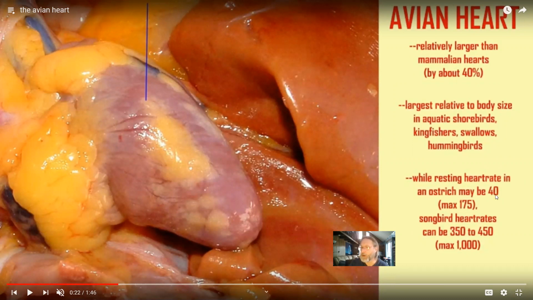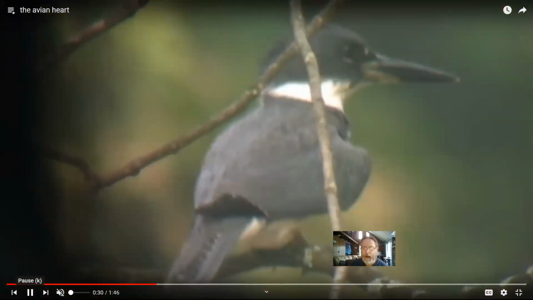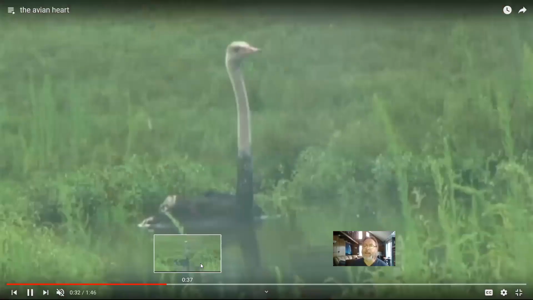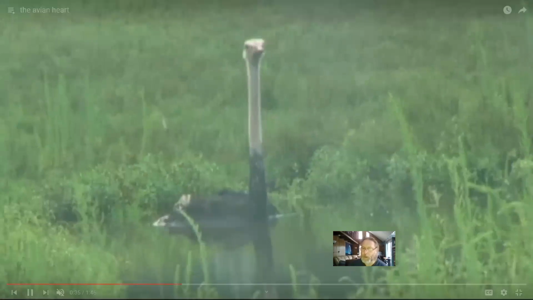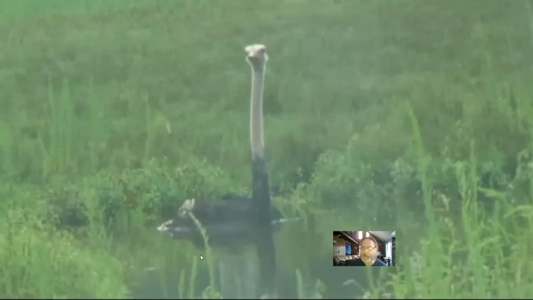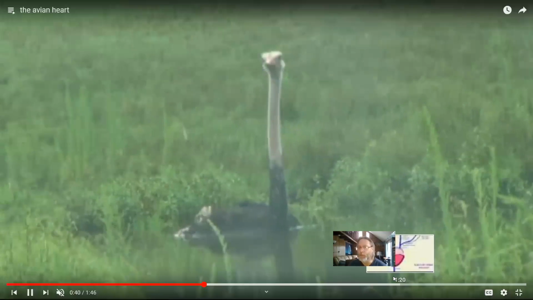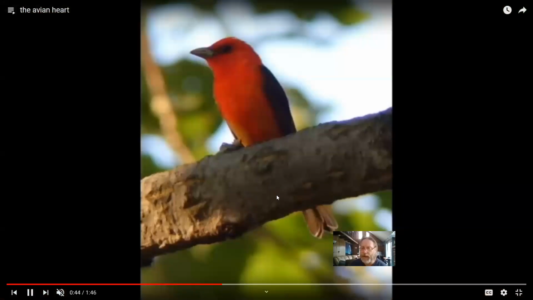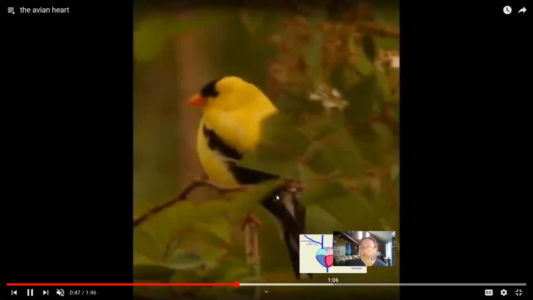So an ostrich may have a resting heart rate of around 40 with a maximum of 175, but songbirds can have a heart rate of 350 or 450 heartbeats per minute, a maximum of 1,000. And then hummingbirds can reach 1,200 heartbeats per minute. And so obviously the demands of flight are quite intense, and so the heart has adapted to meet these demands. But not all birds would face this equally, like that ostrich there compared to the songbirds.